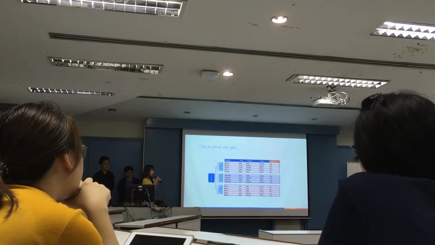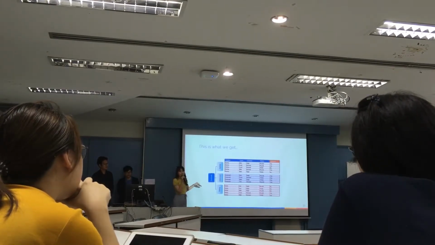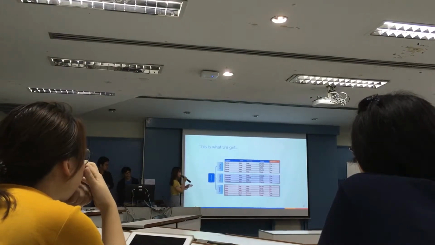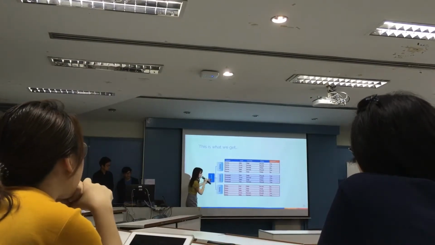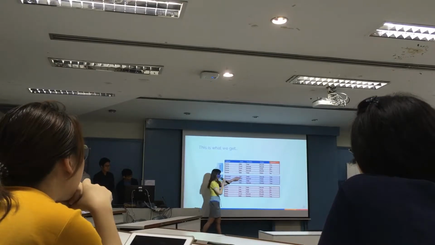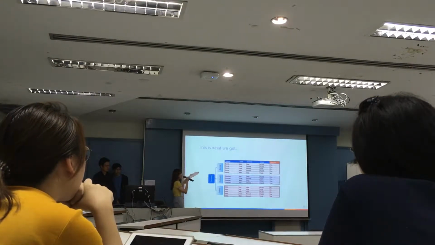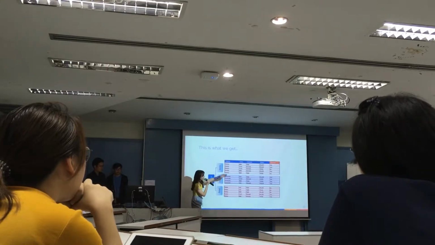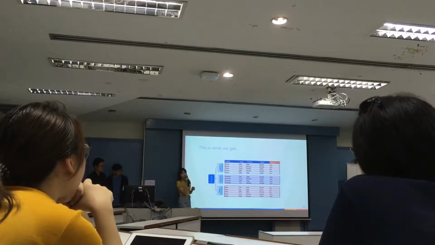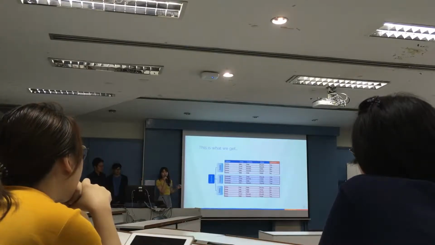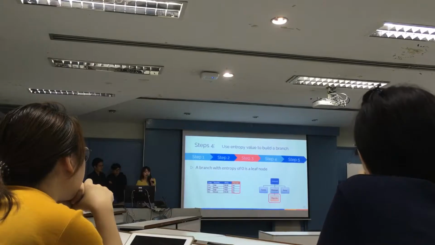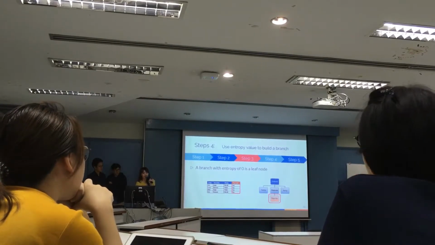You can see that this is outlook. Outlook is the factor that has the highest information gain, so we use it as the decision node. And you can see that in overcast, the people who choose to play golf all say yes, so it gives an entropy of 0. While in sunny and rainy, some say yes and some say no, so the entropy is more than 0. So we go to the 4th step, which is that a branch with entropy 0 will be a leaf node.